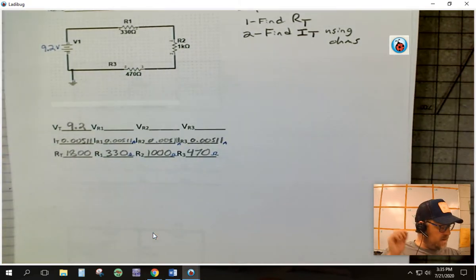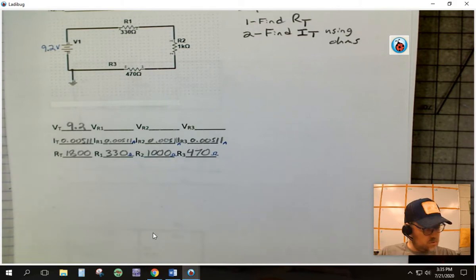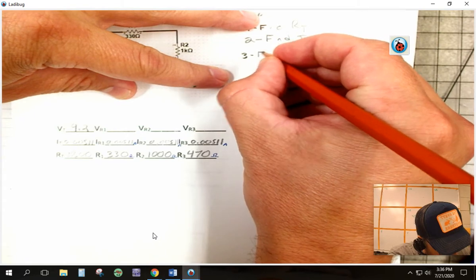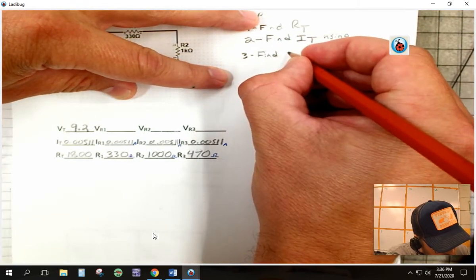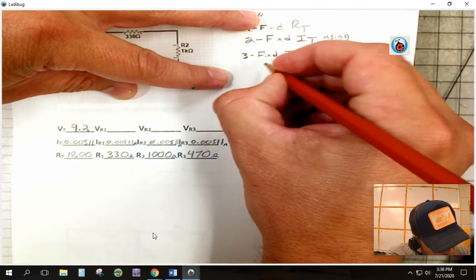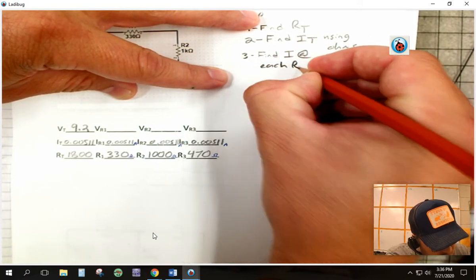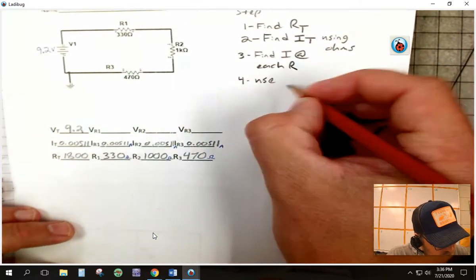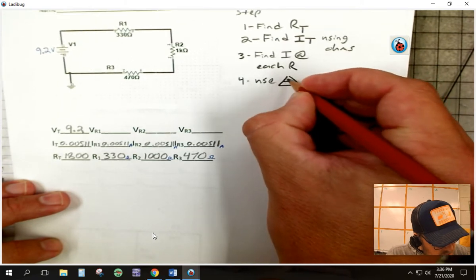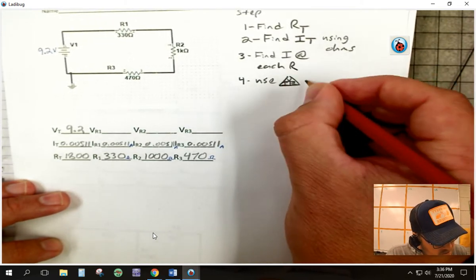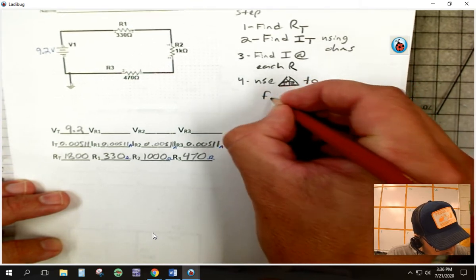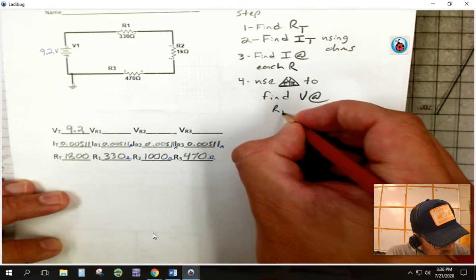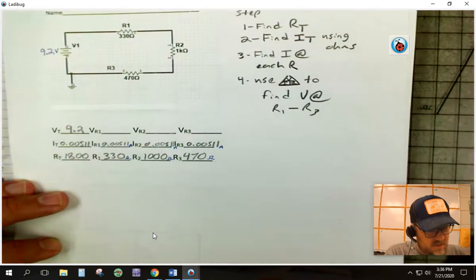All right. So what can I do next? Well, step 3 is to find current at each resistor. Step 4, use the Ohm's law triangle, IR, to find voltage at resistor 1 through resistor 3 in this case. So that's step 4.